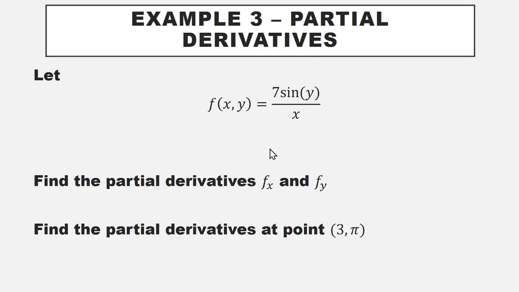Let's do one more example. Let's take f of x, y equals 7 sine y divided by x. So let's take the first partial derivatives, f sub x and f sub y, and then we'll find the values when you plug in the point 3 comma pi.